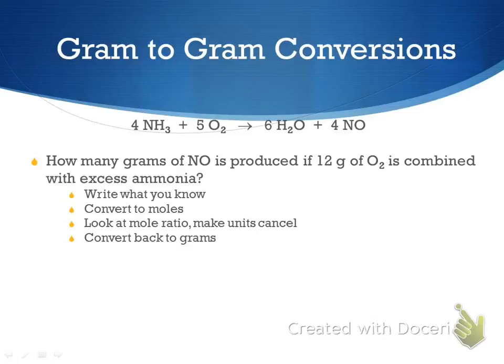Okay? So we want to find out how many grams of nitrogen monoxide is produced if 12 grams of oxygen gas is combined with excess ammonia. Okay? You don't have to write all of these little bullets down. This is just kind of our step-by-step process of what we're going to go through to get to our final answer. But this is our overall goal.